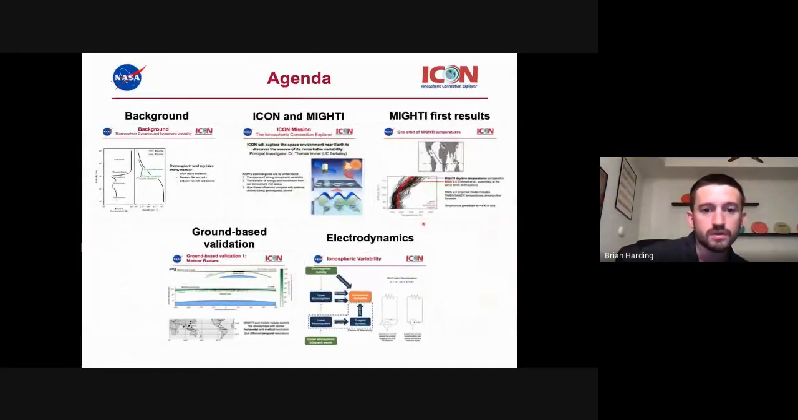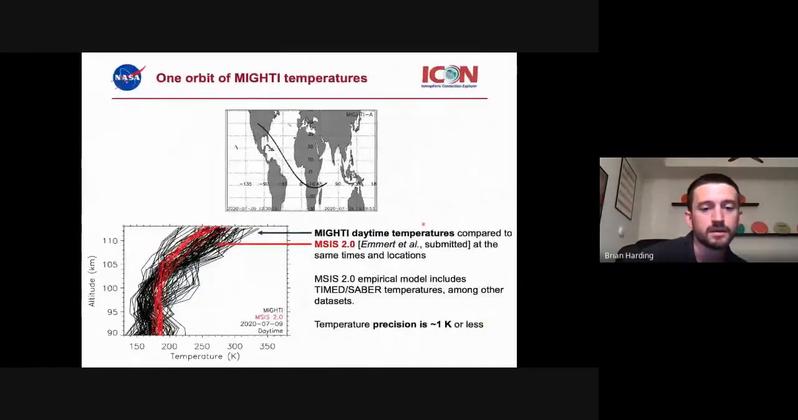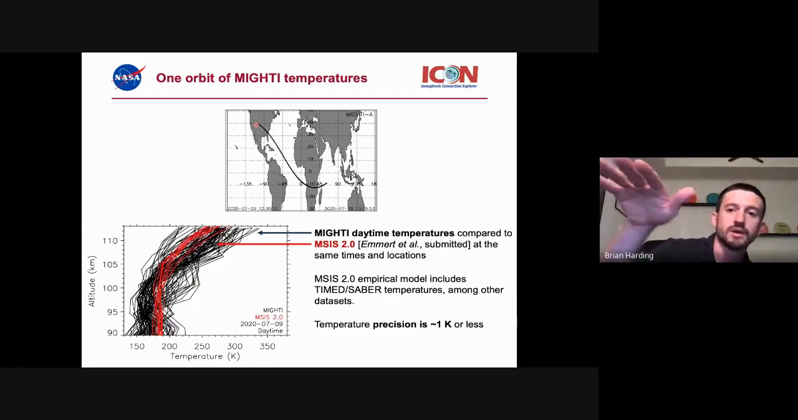Okay, so let's look at some data. What I'm showing here is just one orbit of temperatures. In fact, this is just a dayside pass. This is the tangent location, which is the location out on the horizon that MIghty is looking at. The tangent point is traversing from over North America, across the Atlantic, over to Africa.